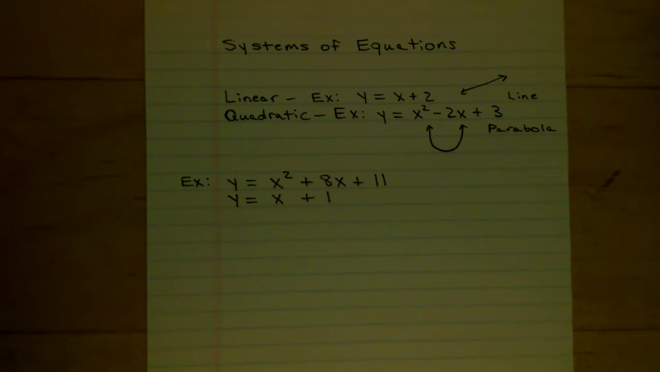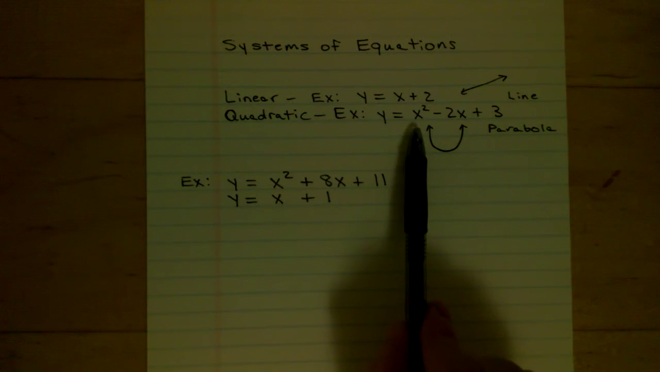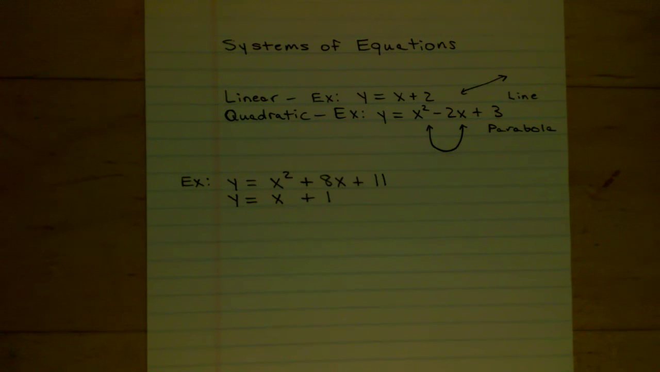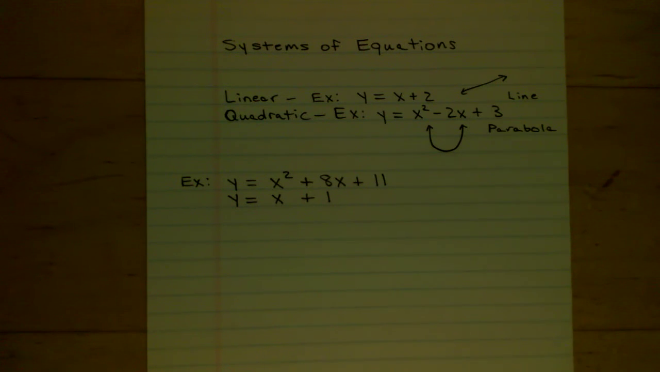We're also going to be looking at quadratic. Quadratic means the highest exponent is 2. So notice x squared. That means that equation is going to be quadratic. Now, whenever you graph a quadratic equation, you're going to get a U-shaped parabola. So it's going to be a U-shape instead of a line. Okay? So let's look at the system of equations we have down here.